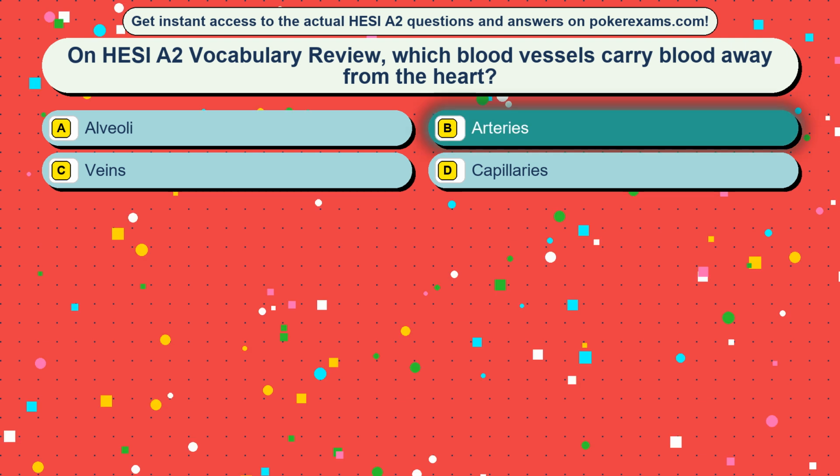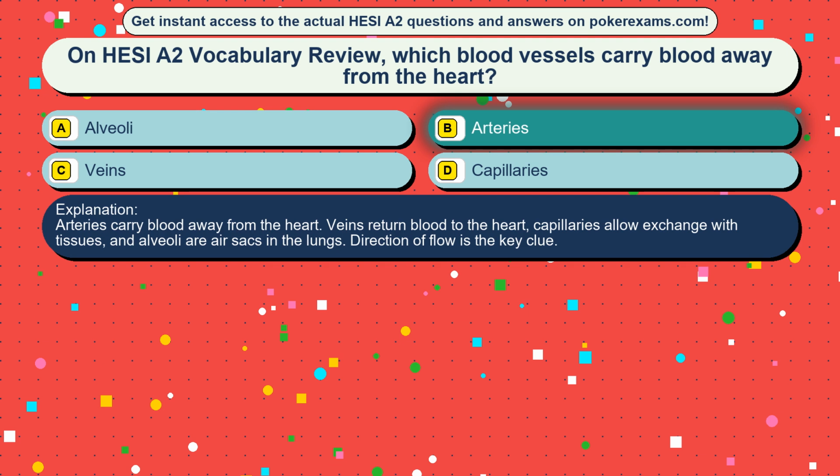The correct answer is option B, arteries. Arteries carry blood away from the heart. Veins return blood to the heart. Capillaries allow exchange with tissues, and alveoli are air sacs in the lungs. Direction of flow is the key clue.